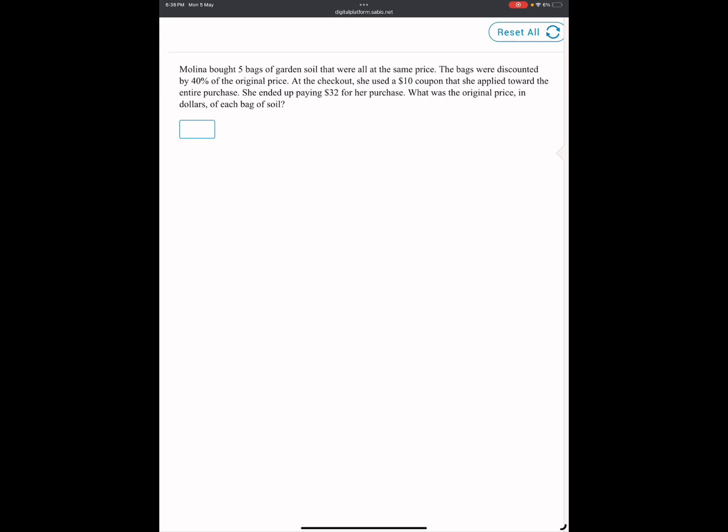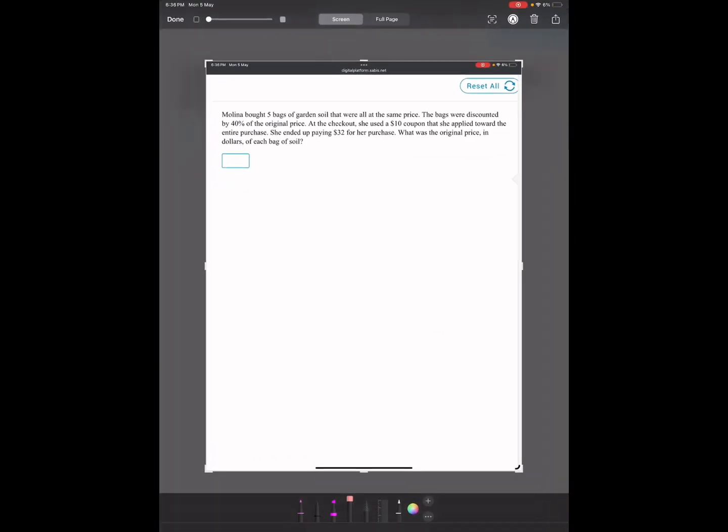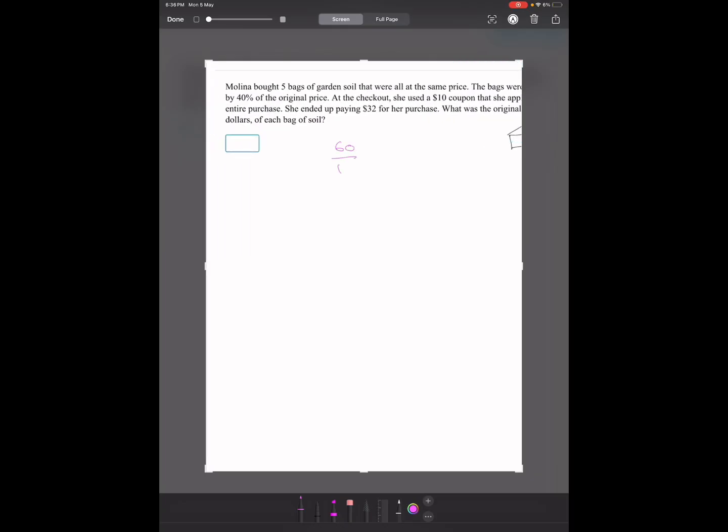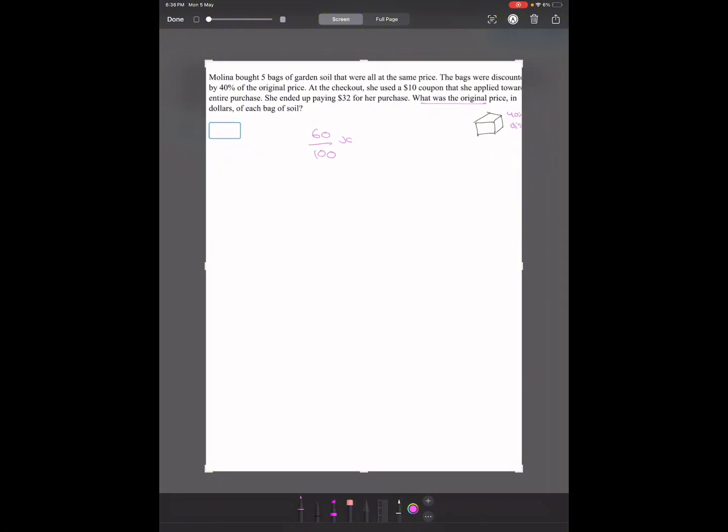Molina bought 5 bags of garden soil that were all at the same price. The bags were discounted. Let's say you want to buy a gift box. In Ramadan, they had a 40% discount. What does this mean? This means you're only paying 60% of the actual original price, which we're trying to find. And then you were given a $10 coupon, so you subtract 10 from whatever 60% you were going to pay. So you minus 10, it became cheaper. At the end, you paid $32.